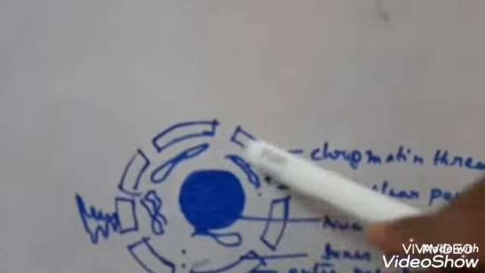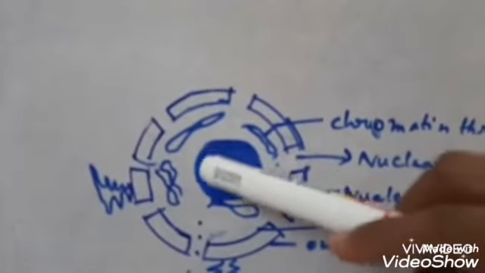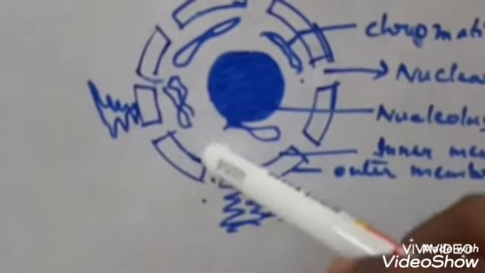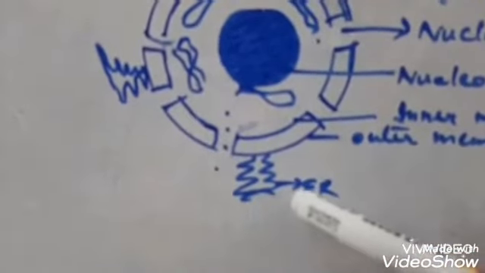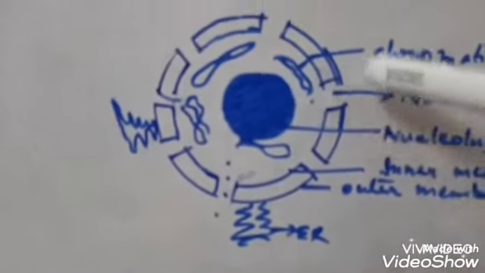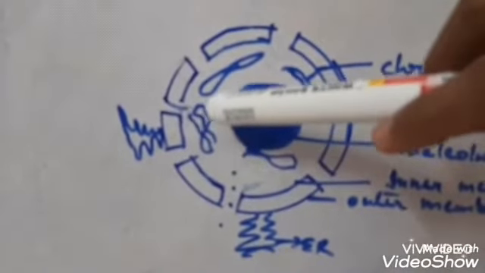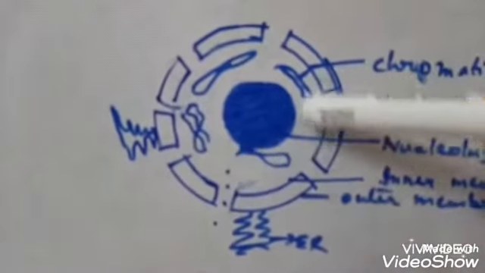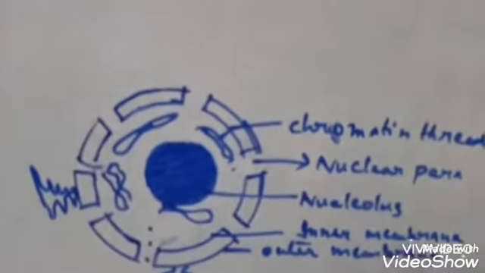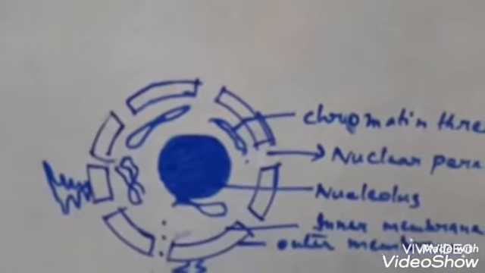So the fluid-filled jelly-like substance within the nucleus is called nucleoplasm. Now inside this nucleolus, ribosomes are produced and they come out from these nuclear pores and get stuck to the RER, that is rough endoplasmic reticulum. So this is the nucleus structure, and you can see a highly tangled structure present in the nucleoplasm, which is known as chromatin thread. Now these chromatin threads undergo condensation during cell division and form chromosomes.